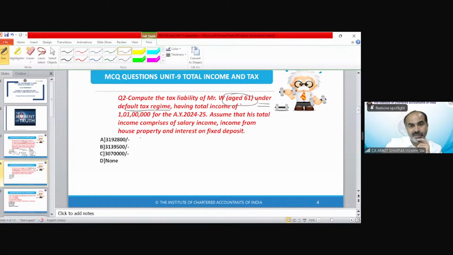So step 1 would be like this: you have to calculate tax on this income after applying surcharge. What should be the step number 2 income? The step number 2 income would be 1 crore. The surcharge rate in this case would be 15%, and the surcharge rate in this case would be 10%.